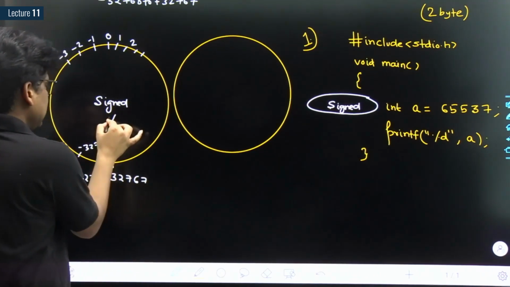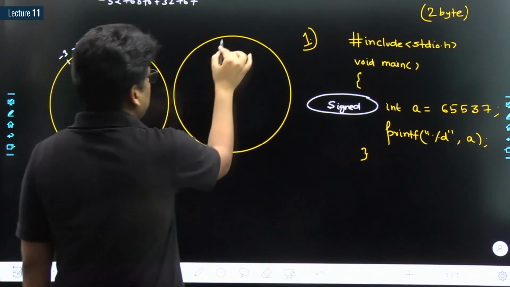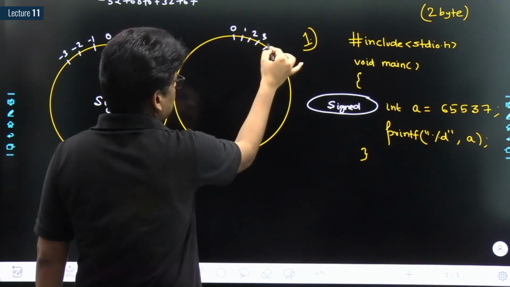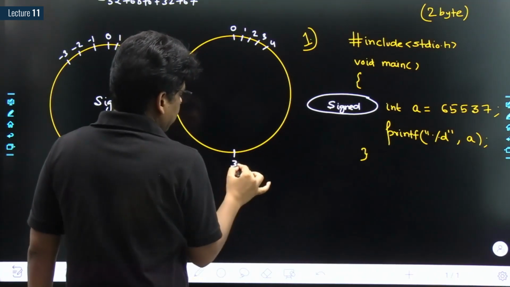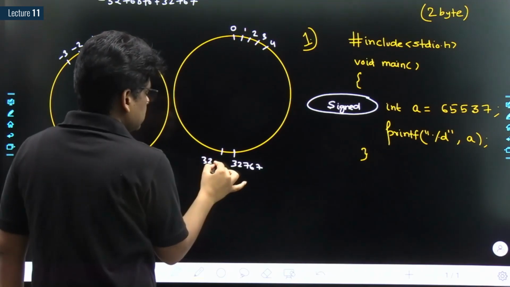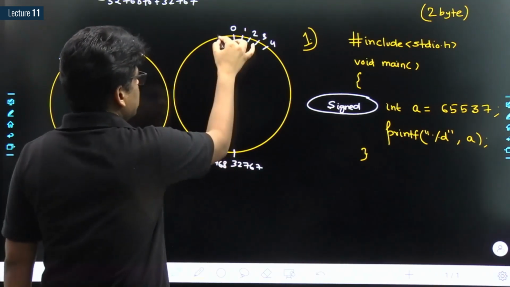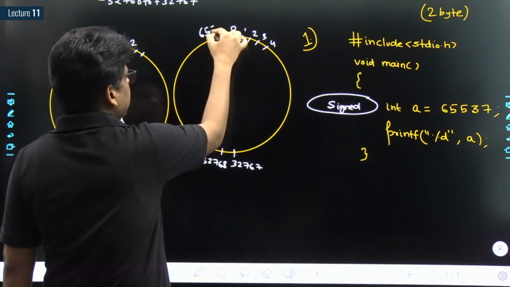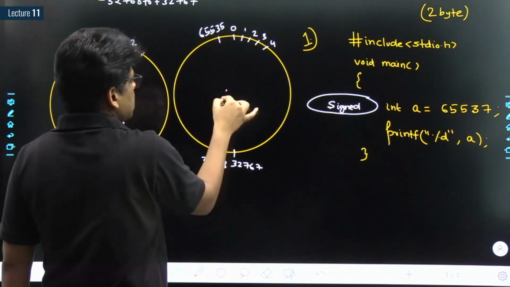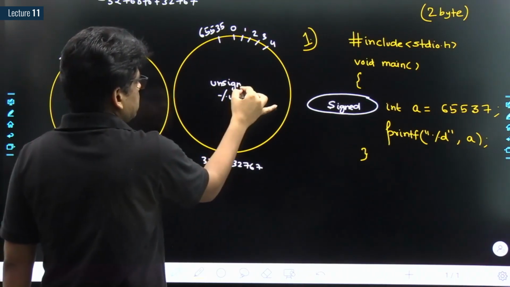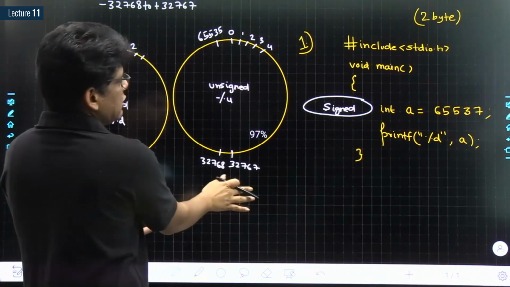That is %d. Okay. But on the other hand, if we talk about unsigned, then the diagram is like this, because the range is from 0 to 65535. Sir, %u, or you can say unsigned. What happened with the first line of code?